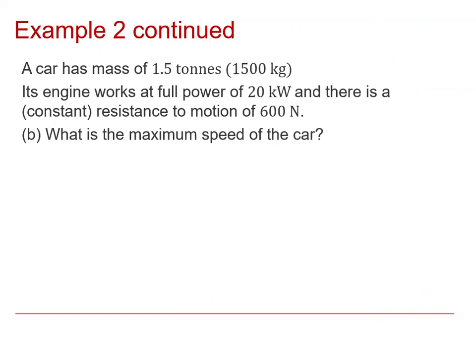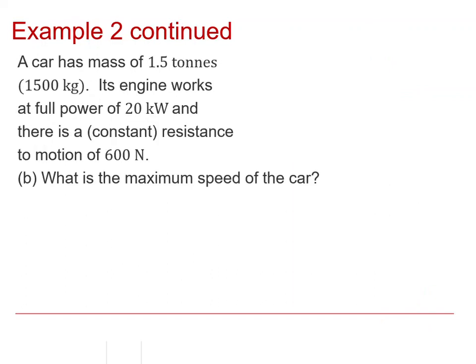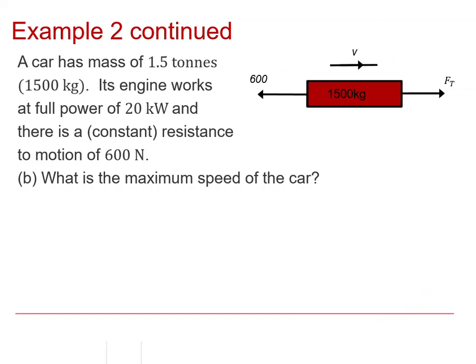A car has mass, it's the same one. What's the maximum speed of the car? Now this time we'll have to think about the force diagram to explain what's going on. If it's the maximum speed of the car, there'll be no acceleration. So there must be a force balance between the Ft and the 600. So this time essentially we're being told that the Ft is equal to 600.